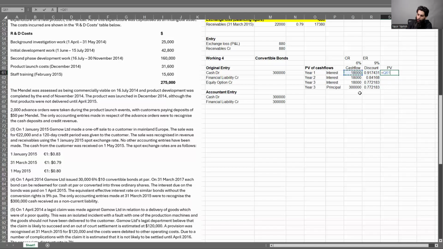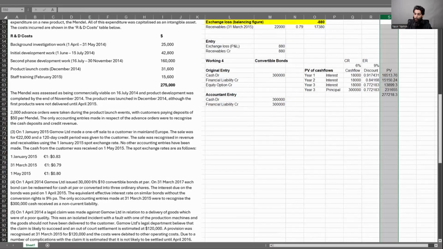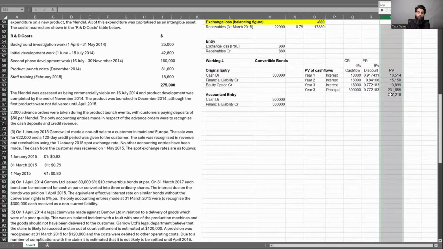Then you calculate the present value. 18,000 multiplied by 0.917, 18,000 multiplied by 0.842, 18,000 multiplied by 0.772, 300,000 multiplied by 0.772. Here you will get, when you sum all of these, is equals to SUM, bracket open, you select all these cells, 277,218. By the way, you can apply these formulas in your exam too.